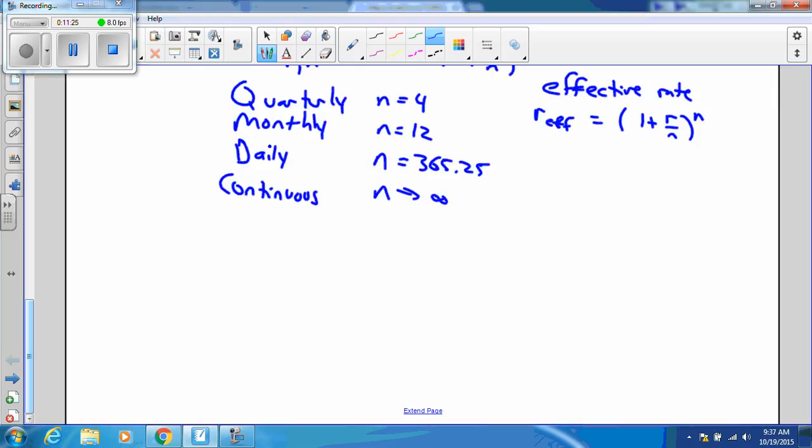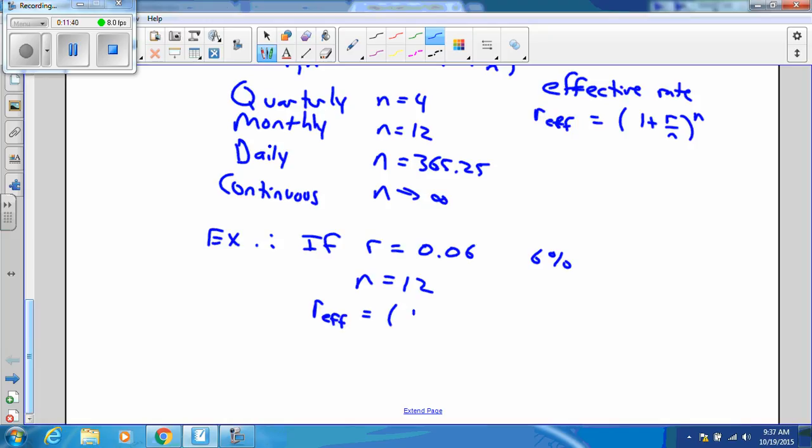So just to give you a sense of some of these numbers, if the interest rate is equal to 0.06 or 6%, and we are doing monthly compounding, then the effective rate is equal to (1 plus R over N) to the N, which is (1 plus 0.06 over 12) to the 12th power. And when you actually compute that, well, I don't think my poor calculator is going to handle it very well. Please compute it for me.